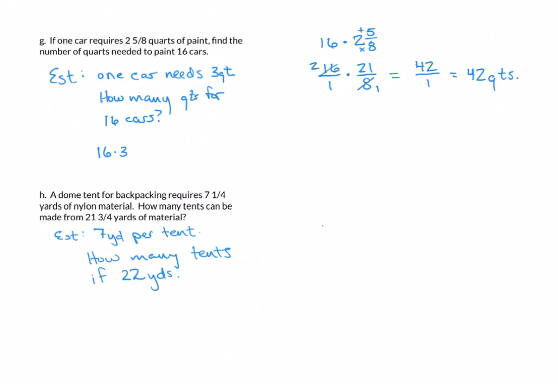So note here, we are being asked how many tents can be made from 22 yards. And so 22 is the total number of yards we have to work with, and we're wanting to know how many times does 7 go into 22. So this is a division problem.